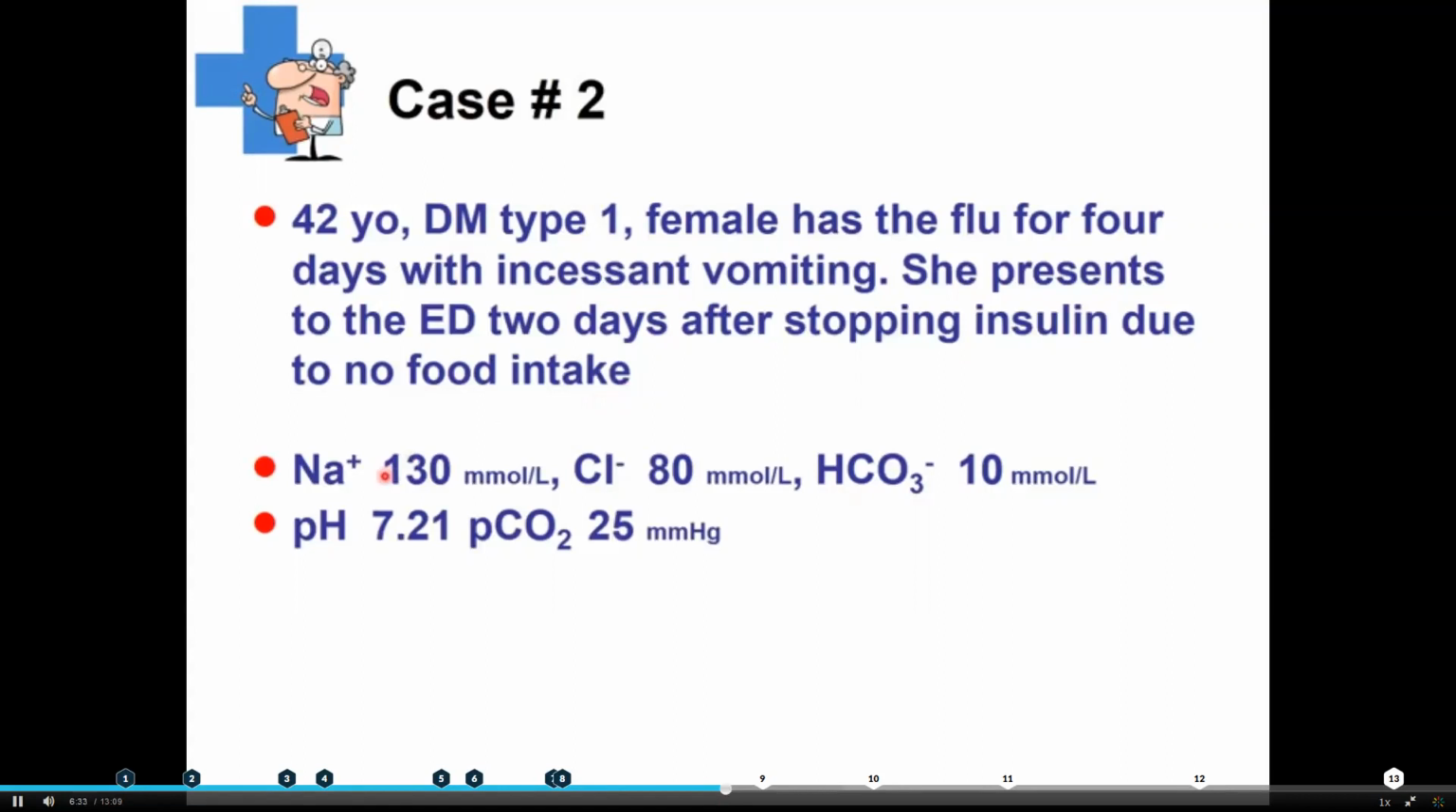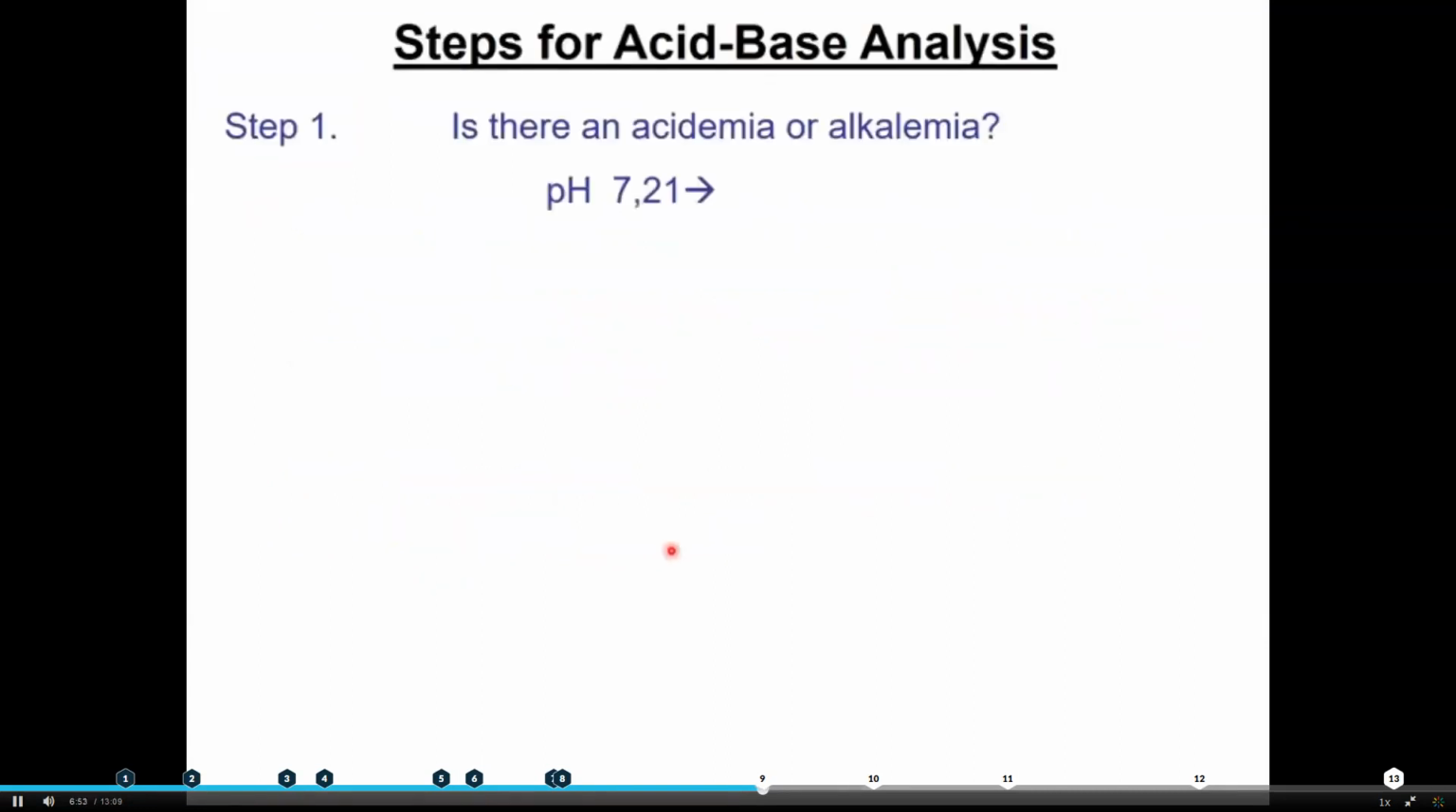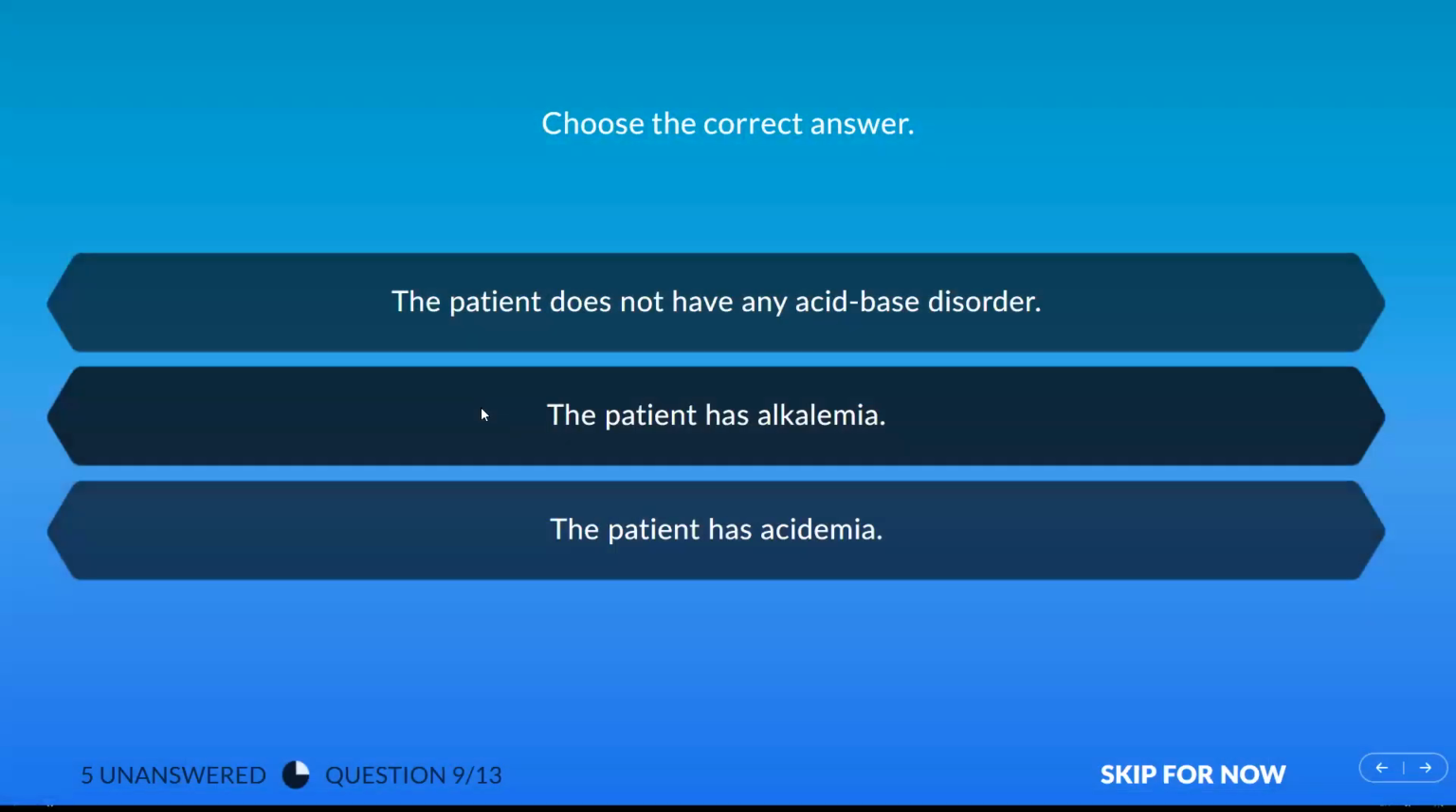Now let's see the parameters. Serum sodium is 130 millimole per liter. Chloride is 80 millimole per liter. Bicarbonate is 10 millimole per liter. The pH is 7.21 and the PCO2 is 25 millimeters of mercury. So let's start the evaluation. The first thing, again, is to look at the pH. Is it less than 7.4? Yes. So acidemia.